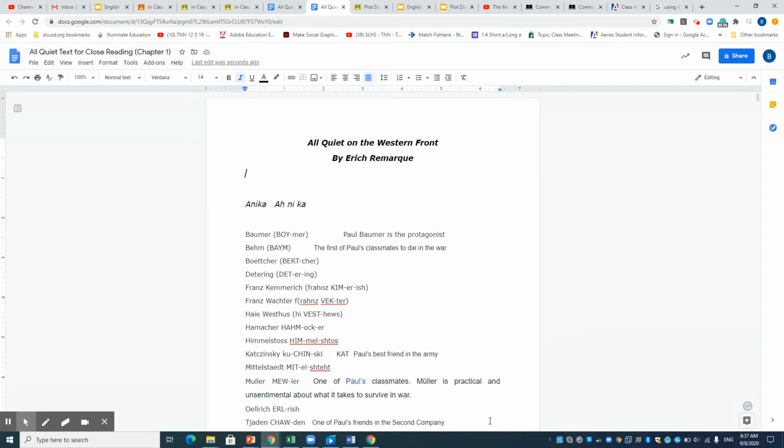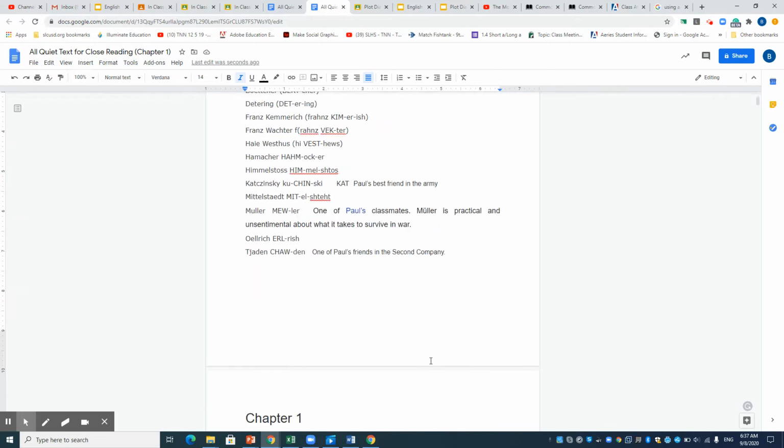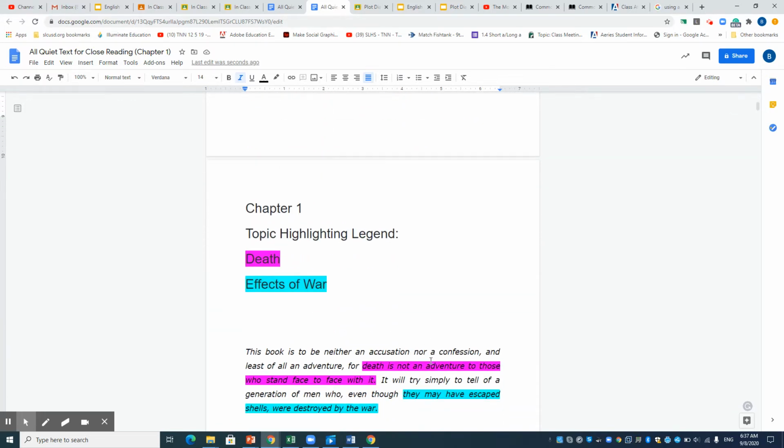Today in class, we are going to annotate our text. When you annotate, you use a tool to indicate certain things about a text. You should have finished reading chapter 1 by now. That was our homework over the weekend to finish that up. And in class last week, we picked a few topics that we thought might be good for highlighting.